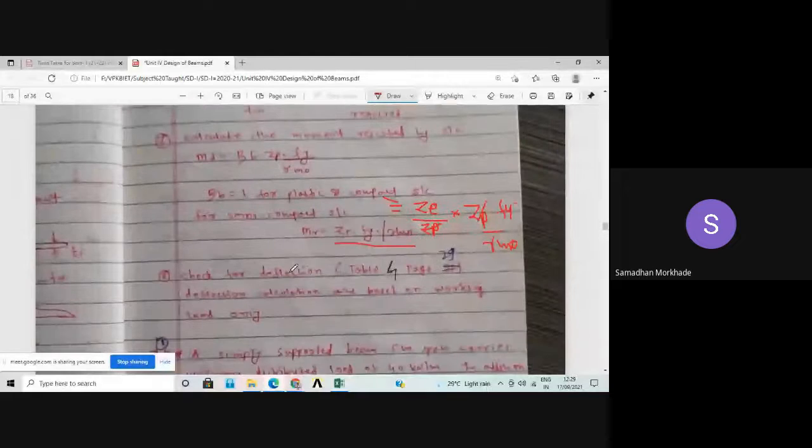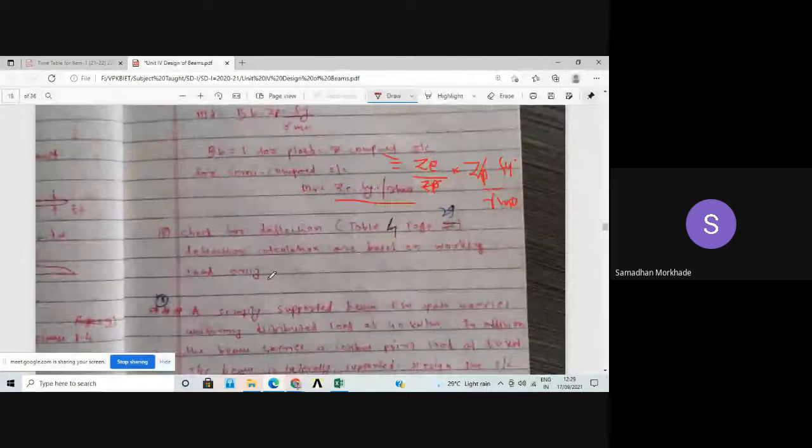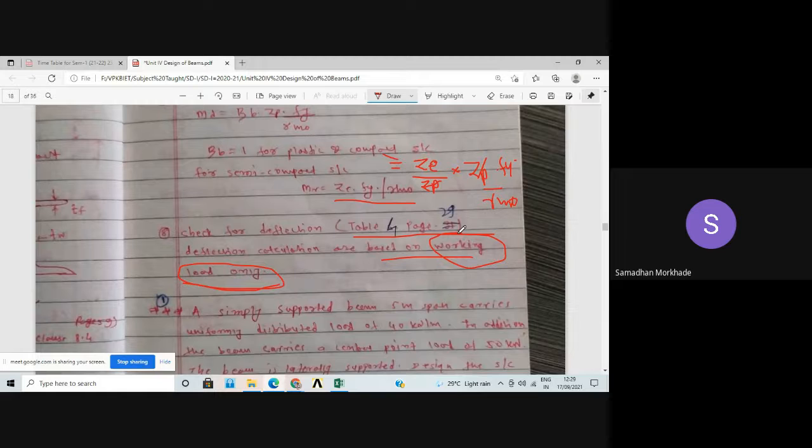Okay, step number 8, check for deflections. So for deflections we have to use table number 4, page number 29. Okay, we'll see. So deflection calculations are based on working load only. Okay, this point you have to keep in mind. In step number 1, whatever shear force and bending moments we calculate are based on factored load. We are multiplying working load by 1.5. So we are considering factored load for shear force and bending moment. But in step number 8, when we go with the check for deflections, we have to consider working load, not factored load. Okay.